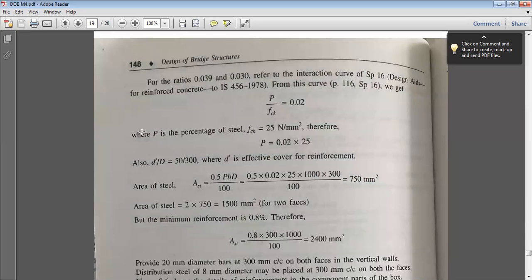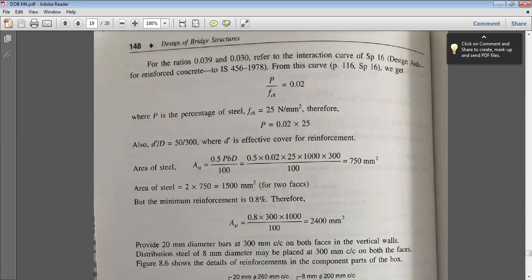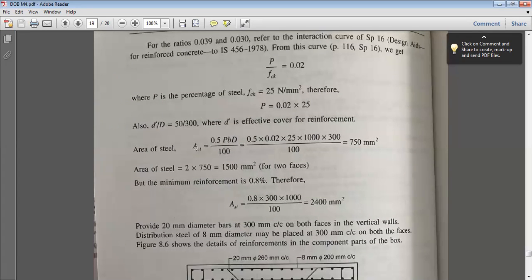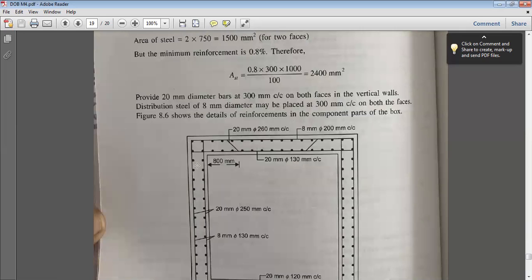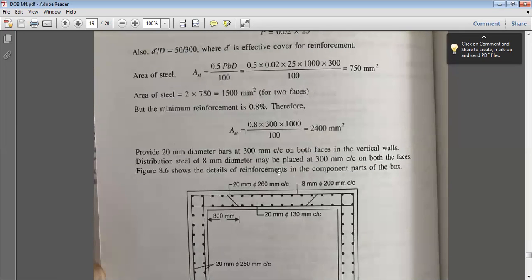Okay, so where percentage of steel is 0.02, fck is 25. I will get p as 0.02 into 25. d dash by D I have calculated. Area of steel required for the side walls I am calculating as 750 mm square. So area of steel required is 2 into 750 because on two faces you require the steel. See here, on two faces you require the steel, 1500 mm square.